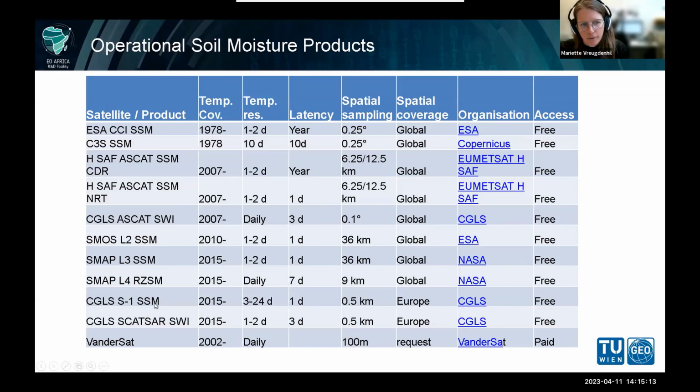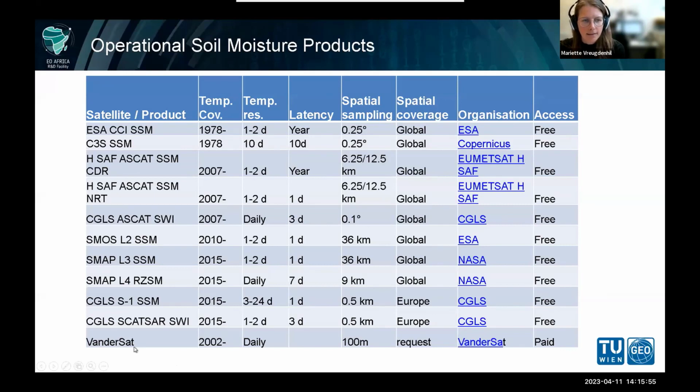And then if we look at high resolution data sets, from SMAP there's a high resolution, let's say, root zone soil moisture data set. And from Sentinel-1, there is a high resolution surface soil moisture data set available. So the SMAP data set is available at 9 kilometers. And the Sentinel-1 product is available at 500 meters, so half a kilometer basically. The disadvantage of all these data sets is that they are available since 2015. And I will tell you why this is a bit challenging in drought monitoring later on in this lecture.